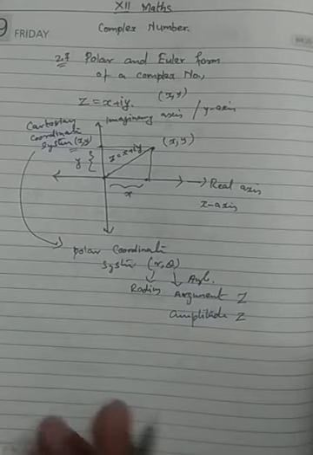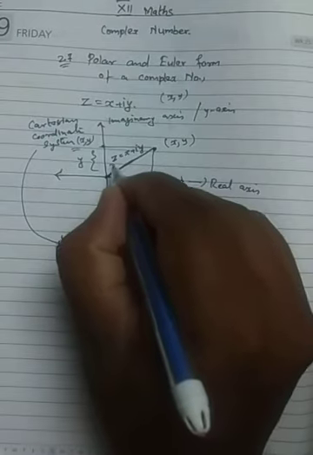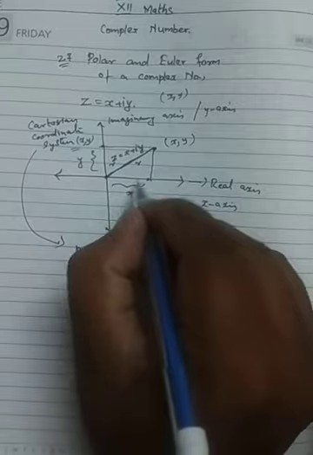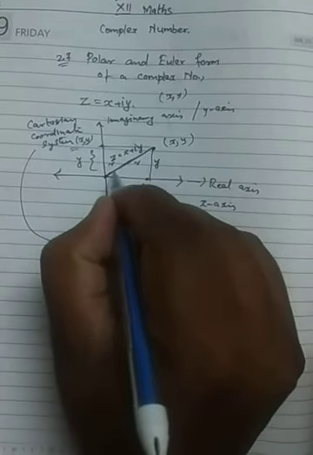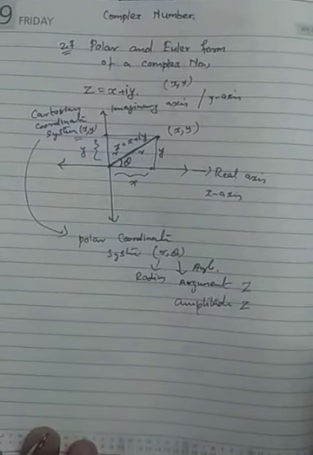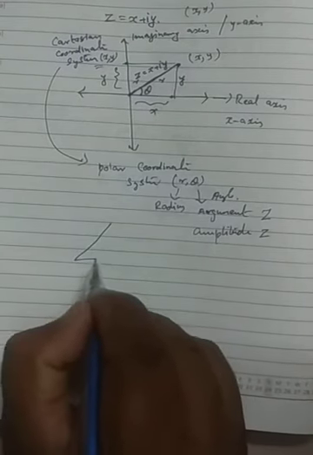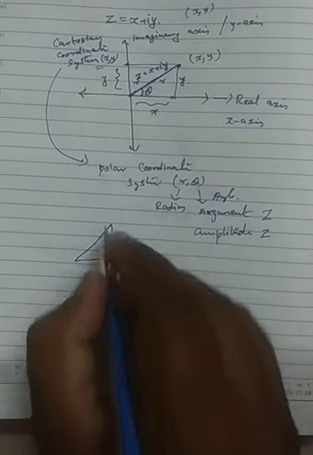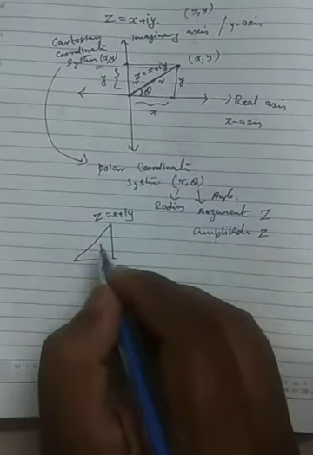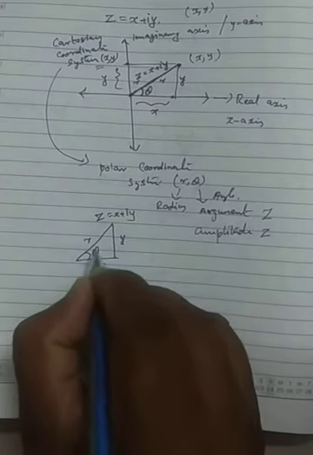So this length, the magnitude, is nothing but r. The entire thing you take as r. As you know, this is x, this length is y, and this angle is theta. Now carefully look, we know trigonometric ratios. I am taking a part here. We say z equals x plus iy. So this is r, this value is y, this value is x, and this is theta.